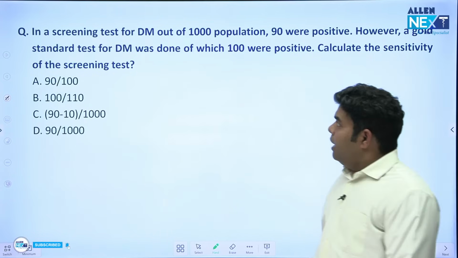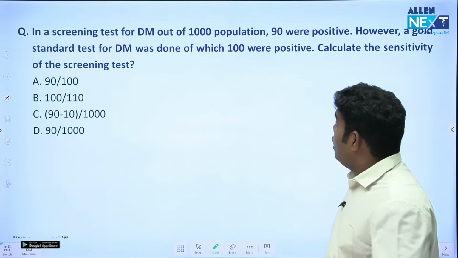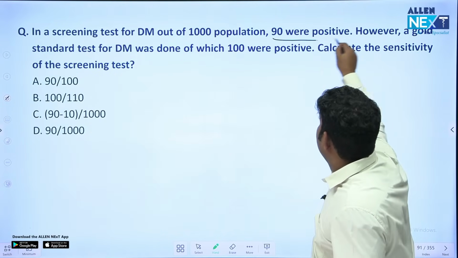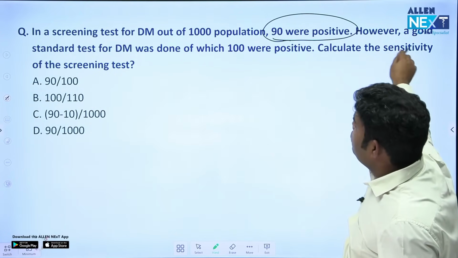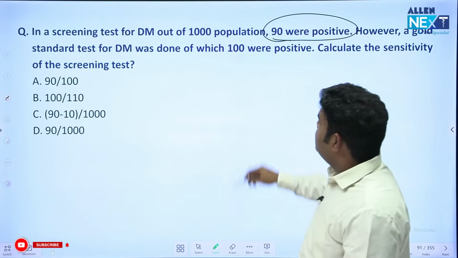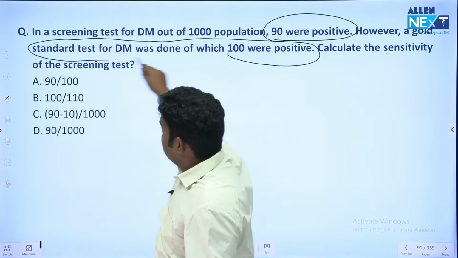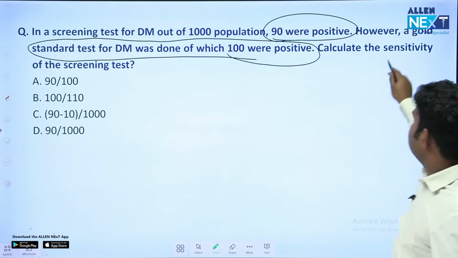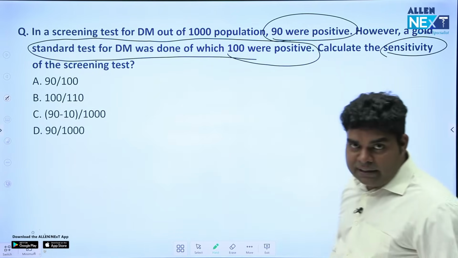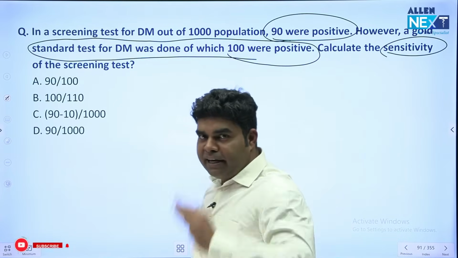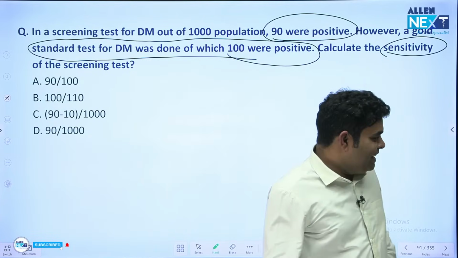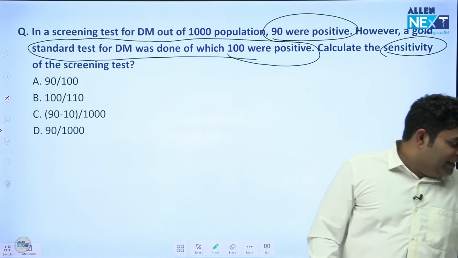Next question. In a screening test for diabetes mellitus, out of 1000 population, 90 were positive. However, a gold standard said that 100 were positive. So what is the sensitivity of the screening test? Try to answer it. I am waiting for your reply. What is the answer?